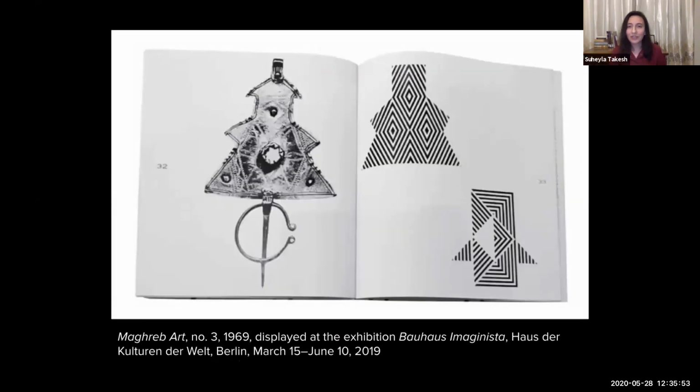Just a final example here to illustrate the same point. This is a spread from the Maghreb Art magazine, published in the 1960s by the Casablanca School of Art. And it shows a student exercise where an Amazigh piece of jewelry was being studied, and its formal elements were being schematized into these black and white geometric compositions. And again, it can become very tempting to visually compare this to something like op art, for example, that developed in the 60s and even earlier.